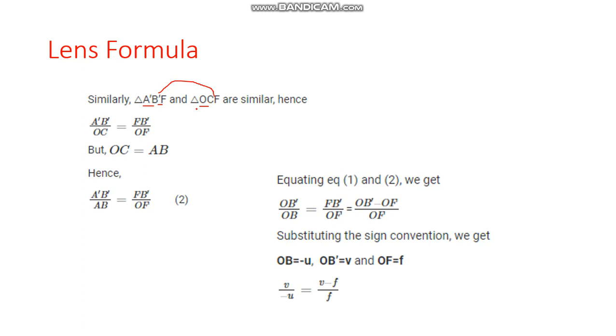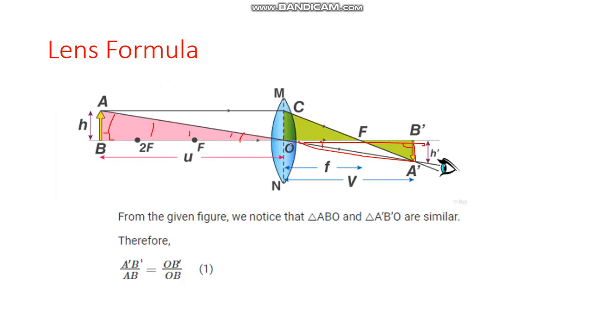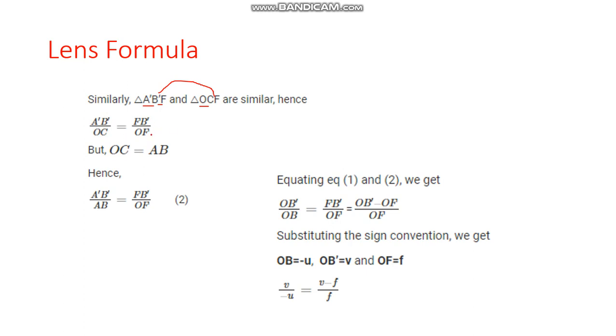I think we have to see the corresponding angles. You see, angle O is 90 degrees, angle B' is also 90 degrees, this angle F on either side, they are equal, and obviously this angle will be equal to this angle. So when you write the equation, A'B' by OC will be equal to FB' by FO. So this small correction we have to do.